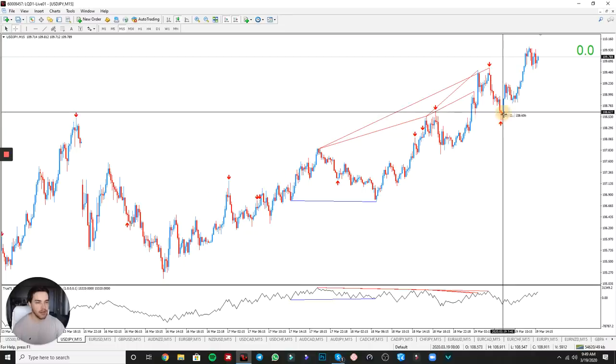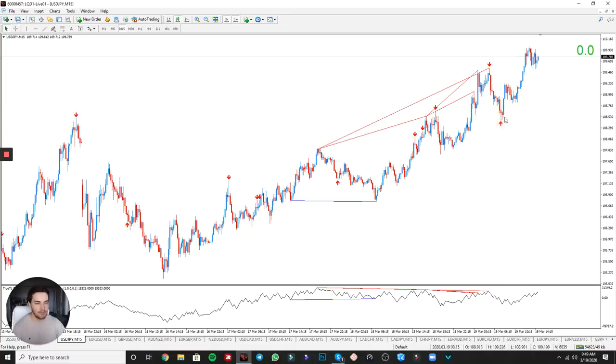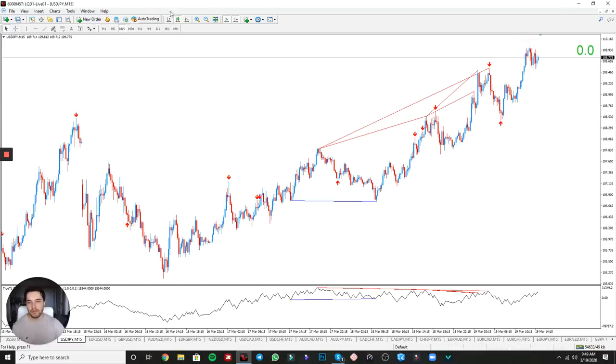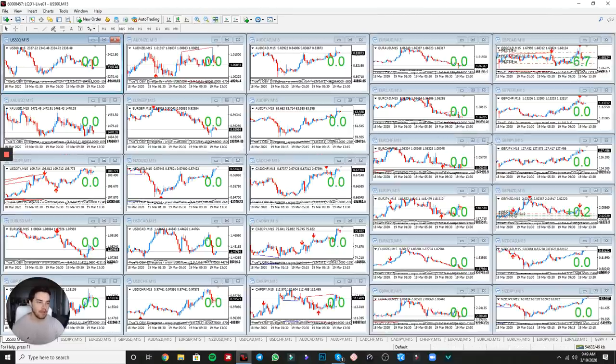Right here, perfect trade. You would have only had a 10, 15 pip drawdown. And then boom, 134 pips profit. So I find that to be pretty insane, if you ask me.